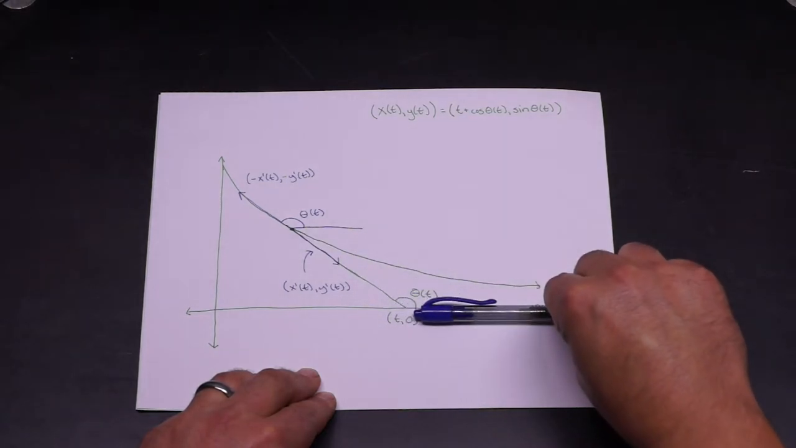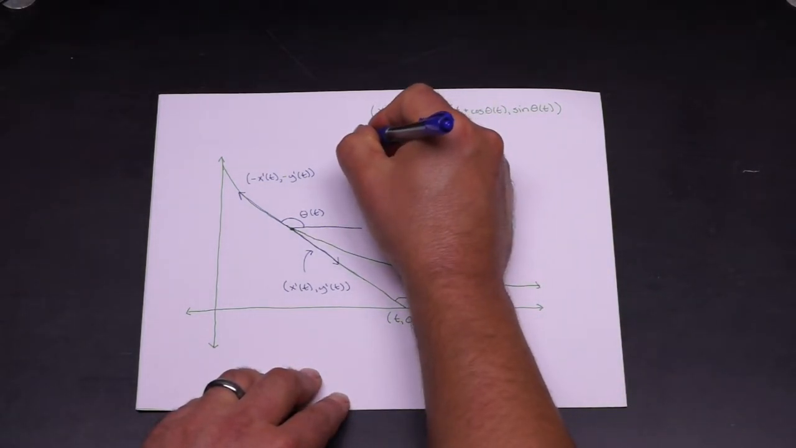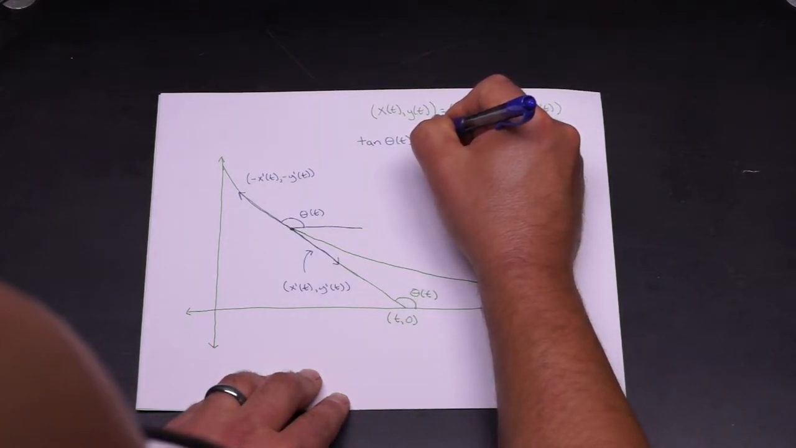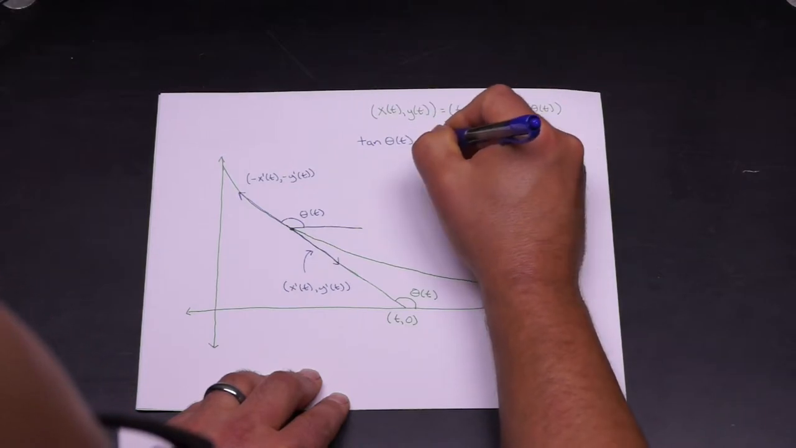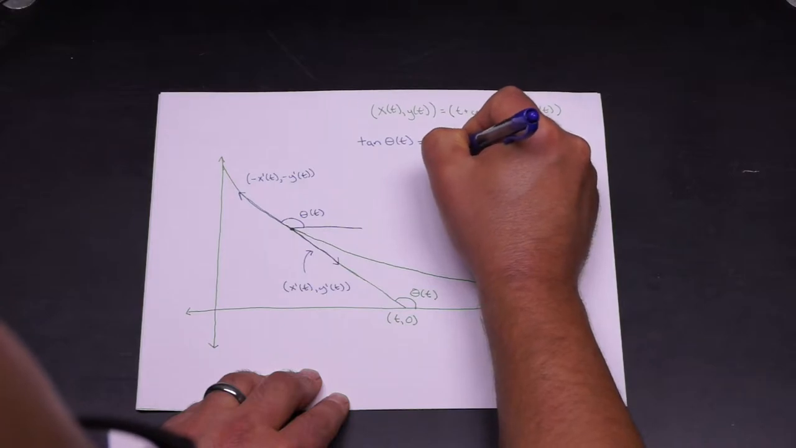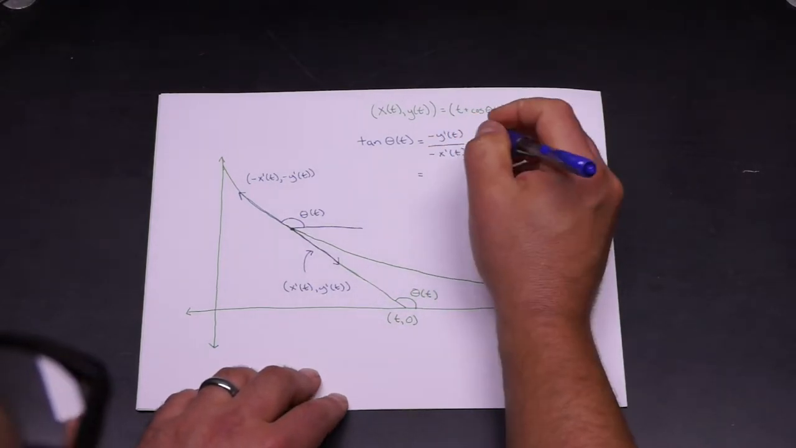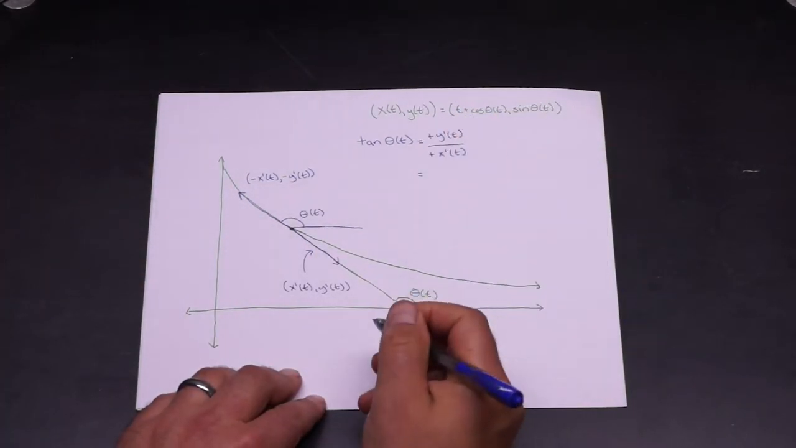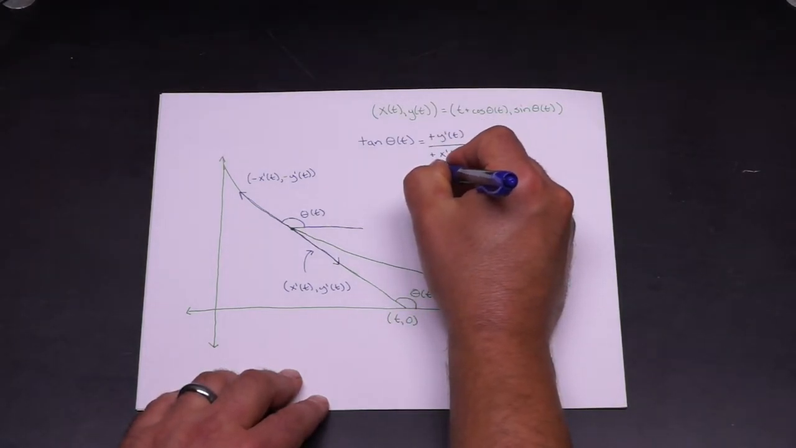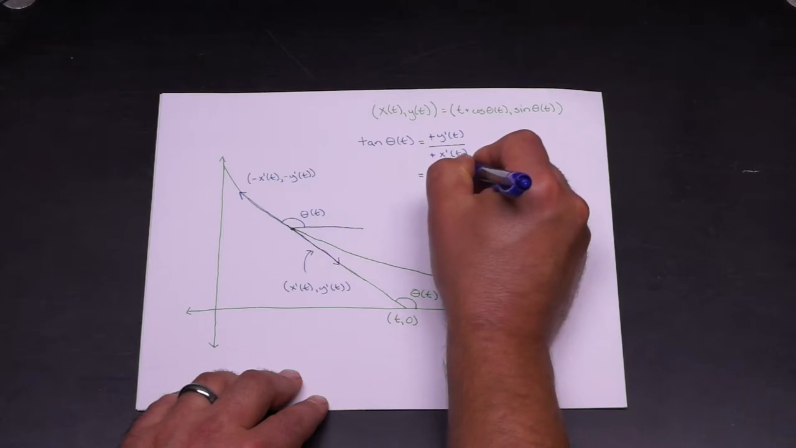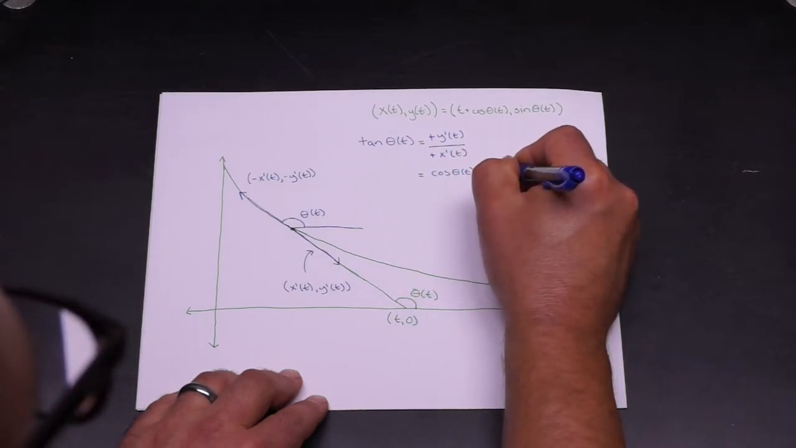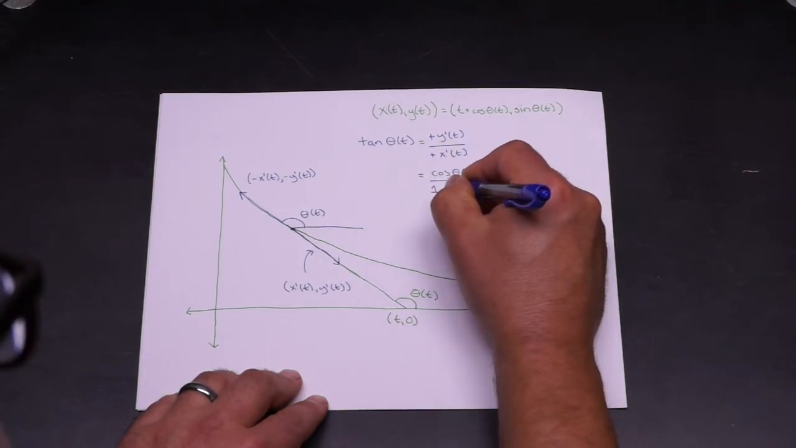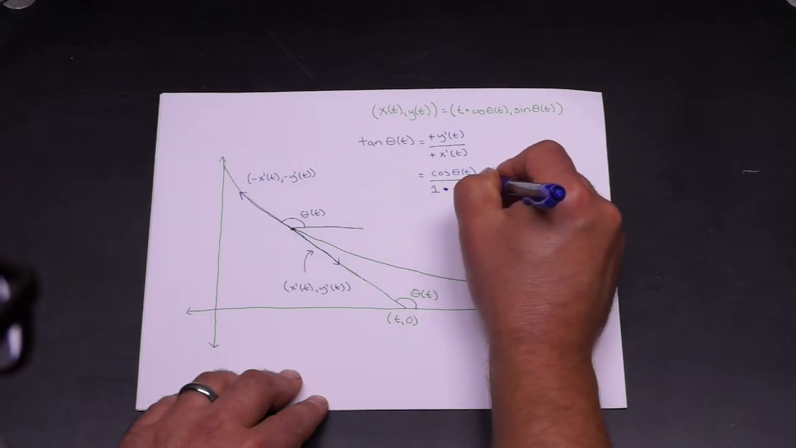This negative tangent vector will make the same angle theta of t with the x-axis that the displacement vector does. And that means that the tangent of theta of t is equal to minus y prime over minus x prime, which of course is the same as plus y prime over plus x prime. Now we're going to actually do those derivatives. In the numerator, we get cos theta of t times theta prime of t. And in the denominator, we get 1 minus sine theta of t times theta prime of t.